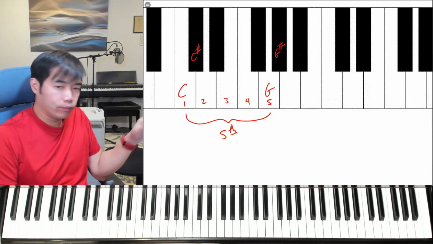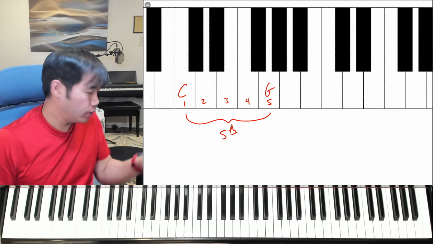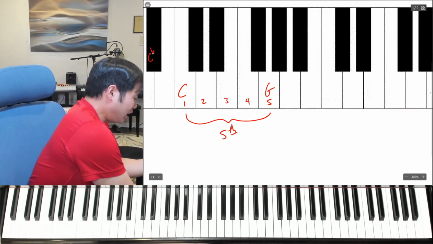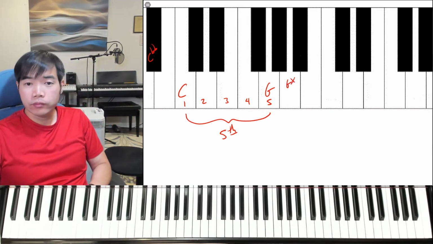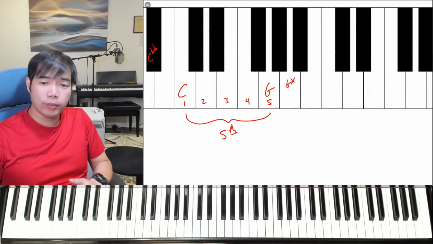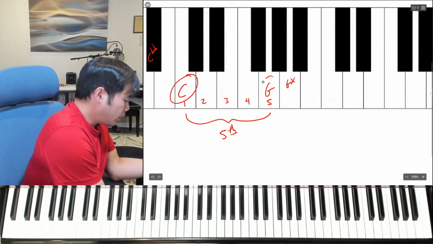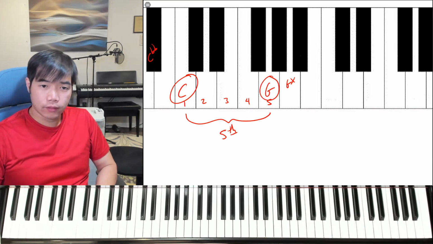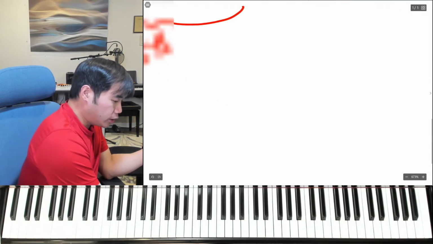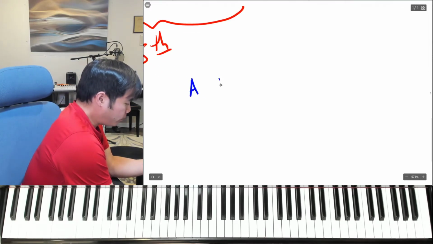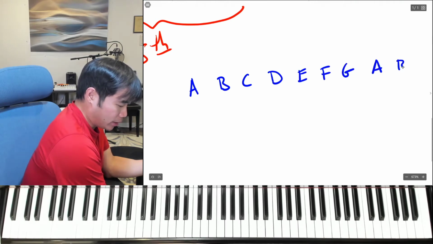Now this is very important because it doesn't matter what accidental precedes the note. Let's say, for example, that we have a C double flat and a G double sharp. That is still going to be a fifth because it is spelled C to G, and C to G is always a fifth. You can use the keyboard like this to determine this. You can also visualize this just using the letters. So if I just write A, B, C, D, E, F, G, and it goes again, A, B, C, and so forth.